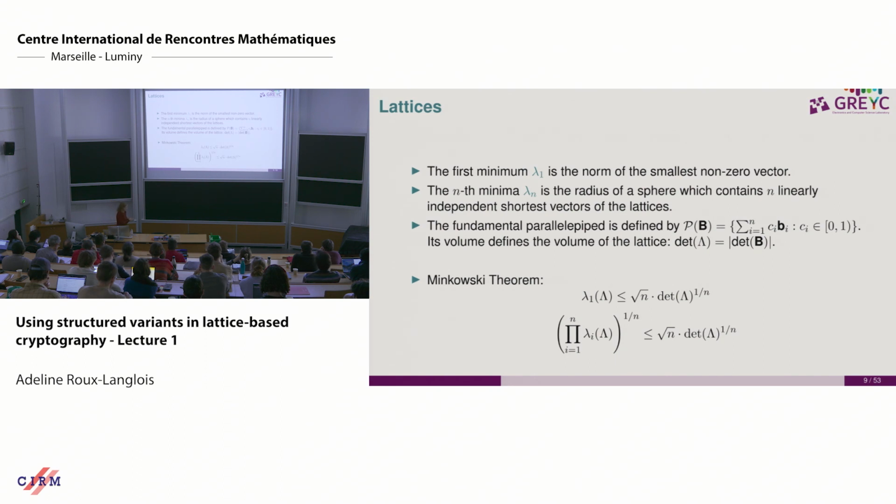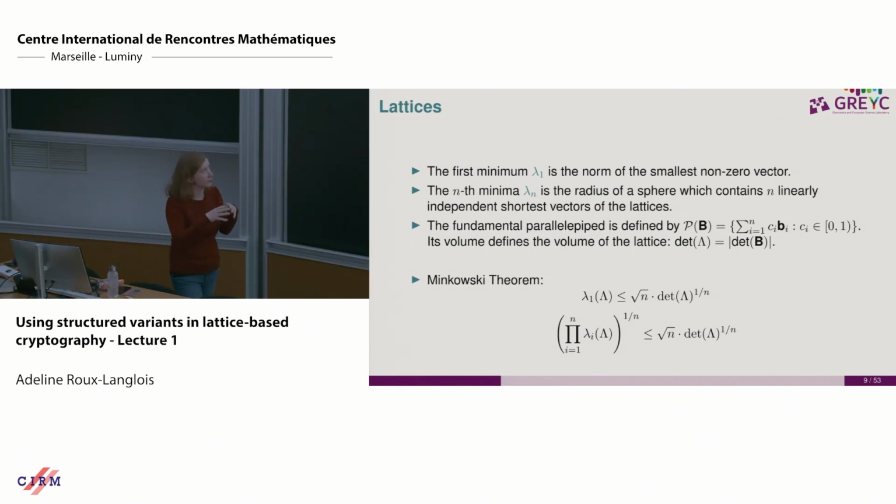And what is interesting is that the minima, the first one and all the other ones, have a bound which only depends on the volume, the determinant of your lattice, and the dimension. Here, n is the dimension. So we know that in a lattice there are short vectors, because we have a bound on the size of those vectors. But the whole question is to find them.